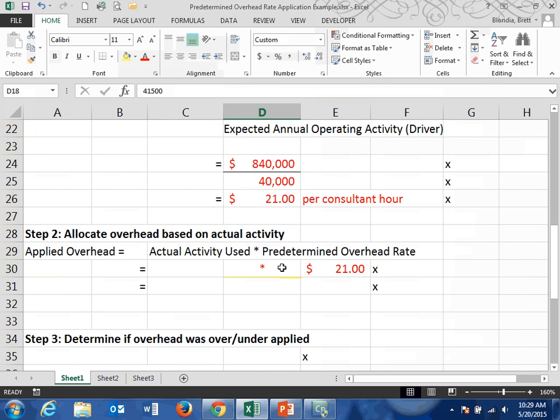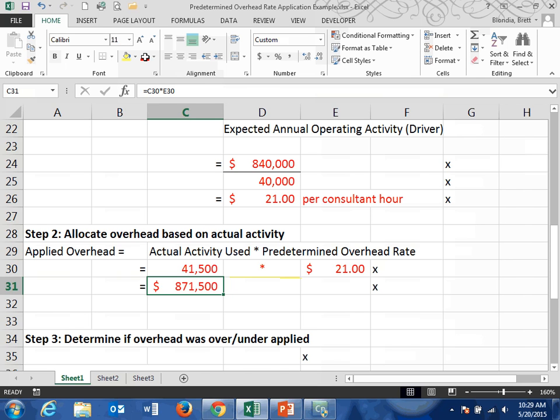Those are real hours that we used. So what I do is I take my 41,500 and multiply it by the predetermined overhead rate from step 1. This is how I'm allocating. As I'm working through the year, I've incurred 41,500 hours on all the different jobs, so if I charge overhead at the rate of 21 bucks an hour, that makes my allocated overhead $871,500. Okay? So that's step 2.